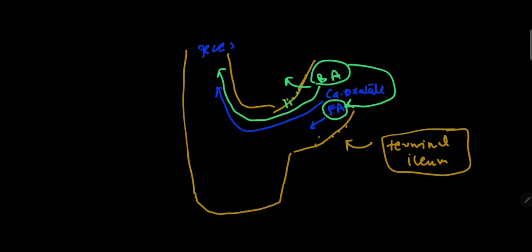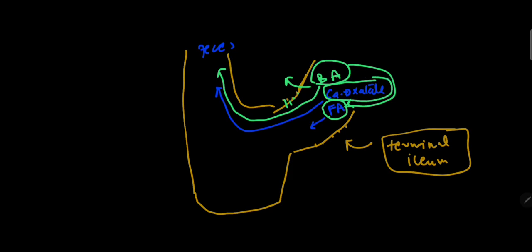They're not broken down or reabsorbed, so they remain in the intestine. So now in Crohn's disease, bile acids are not reabsorbed, and fatty acids are not broken down. So the fatty acids are in the intestines. Calcium oxalate is also in the intestines.